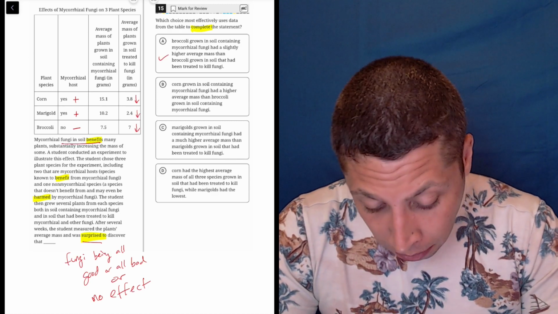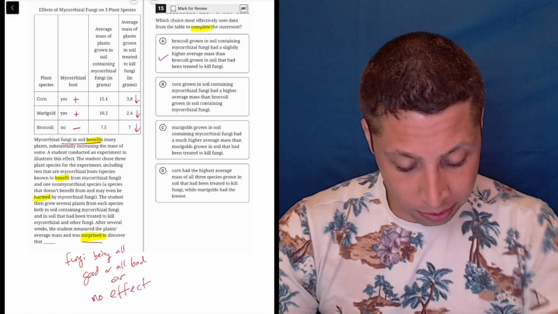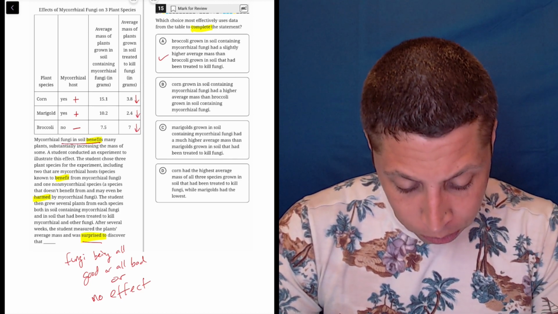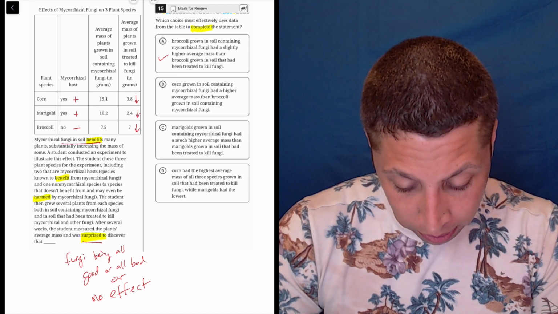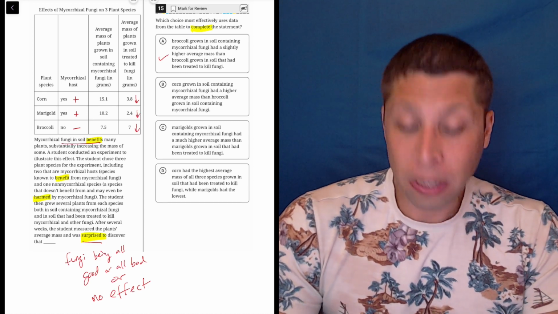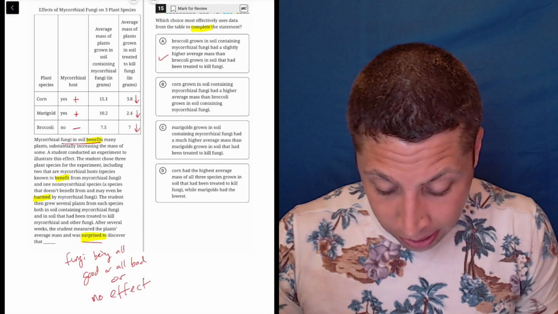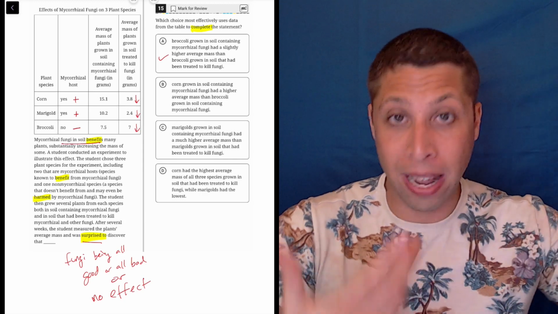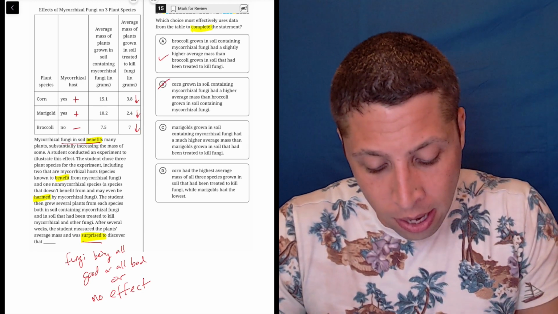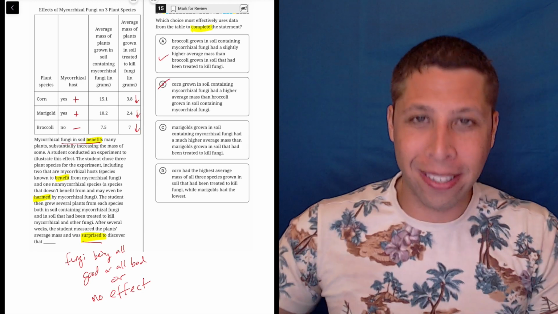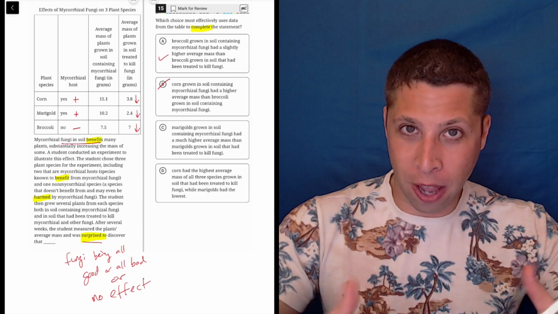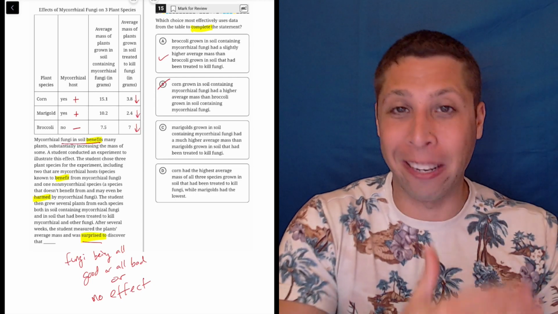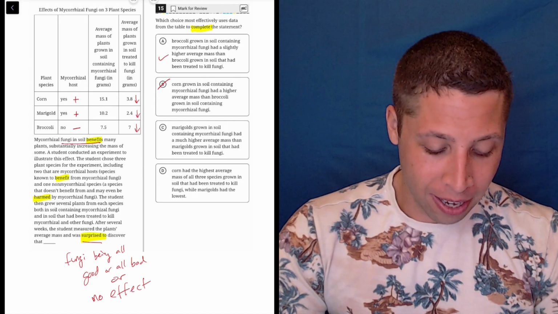So maybe, I don't know. Let's keep going. Corn grown in soil containing this fungi had a higher average mass than corn grown in soil treated to kill it. No, that wouldn't be surprising because the corn is a yes one. It's supposed to grow from this, so it's supposed to benefit, and it did benefit. So this is what we expected, but because of that word surprise, it's wrong. We don't want something we expected. We want something unexpected. Okay.